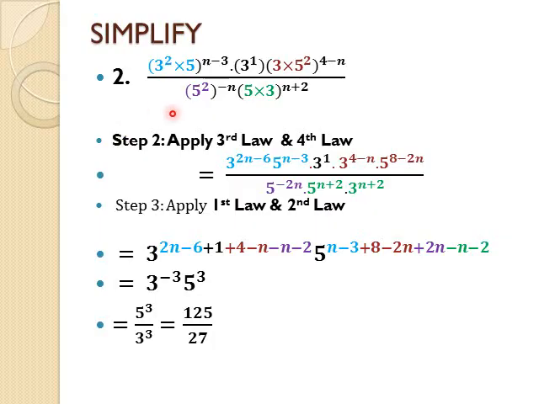Right, problem number 2. Giving you 3 squared times 5 in a bracket raised to exponent n minus 3. I have 3 to the power 1, and then I have 3 times 5 squared, all raised to 4 minus n. Then 5 squared raised to the exponent negative n, 5 times 3 raised to n plus 2.